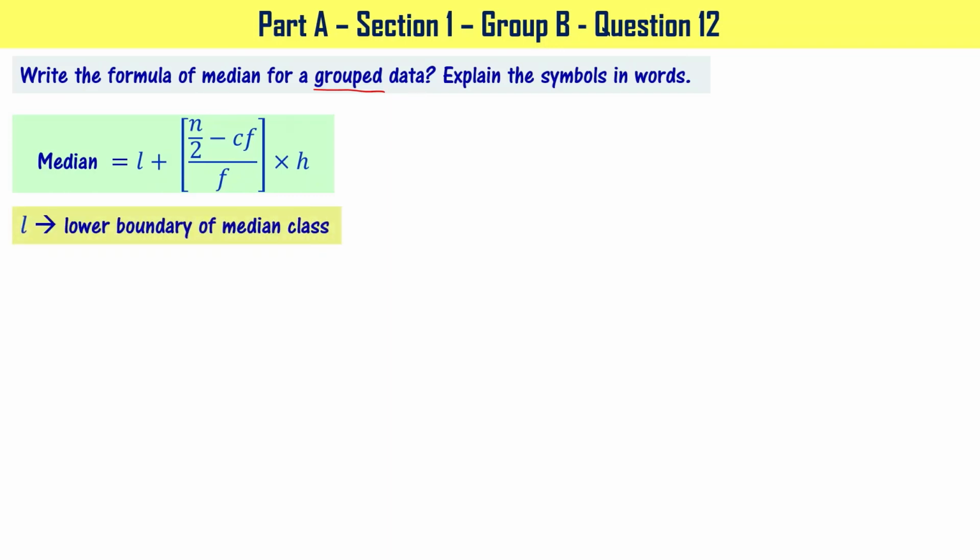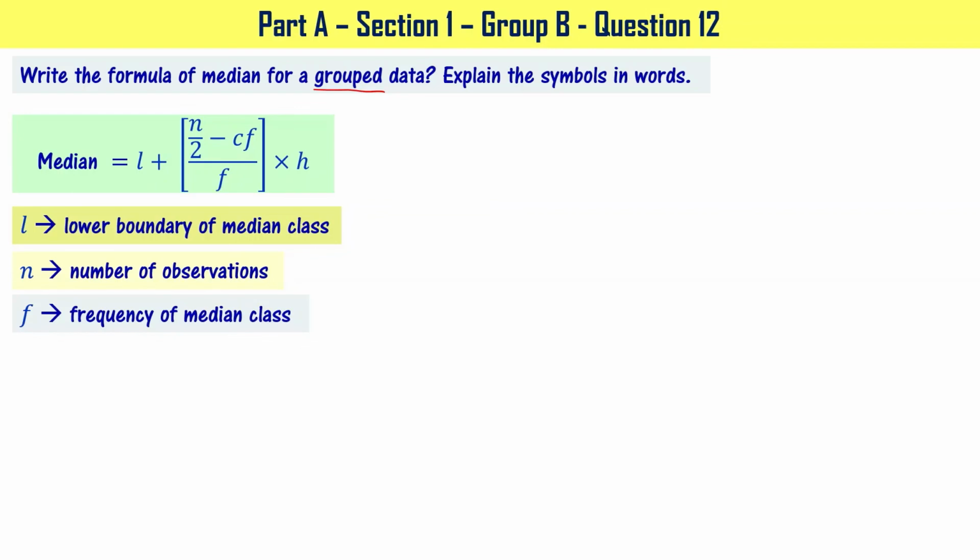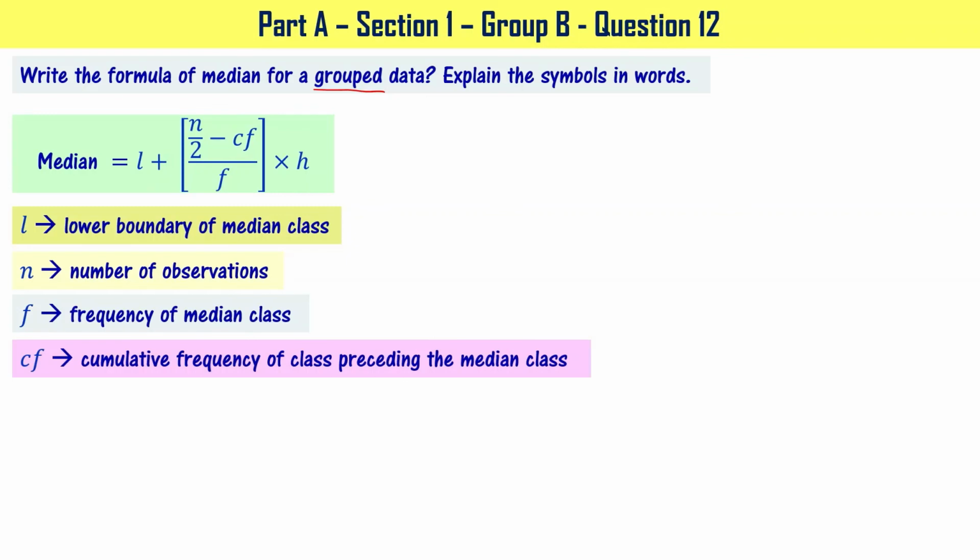Here, L is called lower boundary of median class. N is number of observations. The total number of observations is denoted using N. F is frequency of median class. CF is cumulative frequency of class preceding the median class. And H is class size or size of the median class. In all these cases, you're talking about median class, lower boundary of median class, frequency of median class. The frequency, cumulative frequency of class preceding median class. Class size or median class size, right?